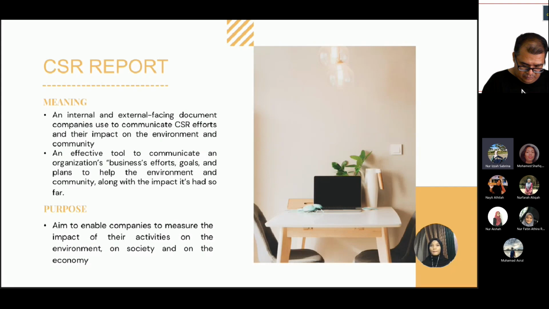So maknanya apa aktiviti yang satu company tu buat untuk society ataupun environment, dia orang akan record dalam CSR report ataupun kita panggil sustainability report.